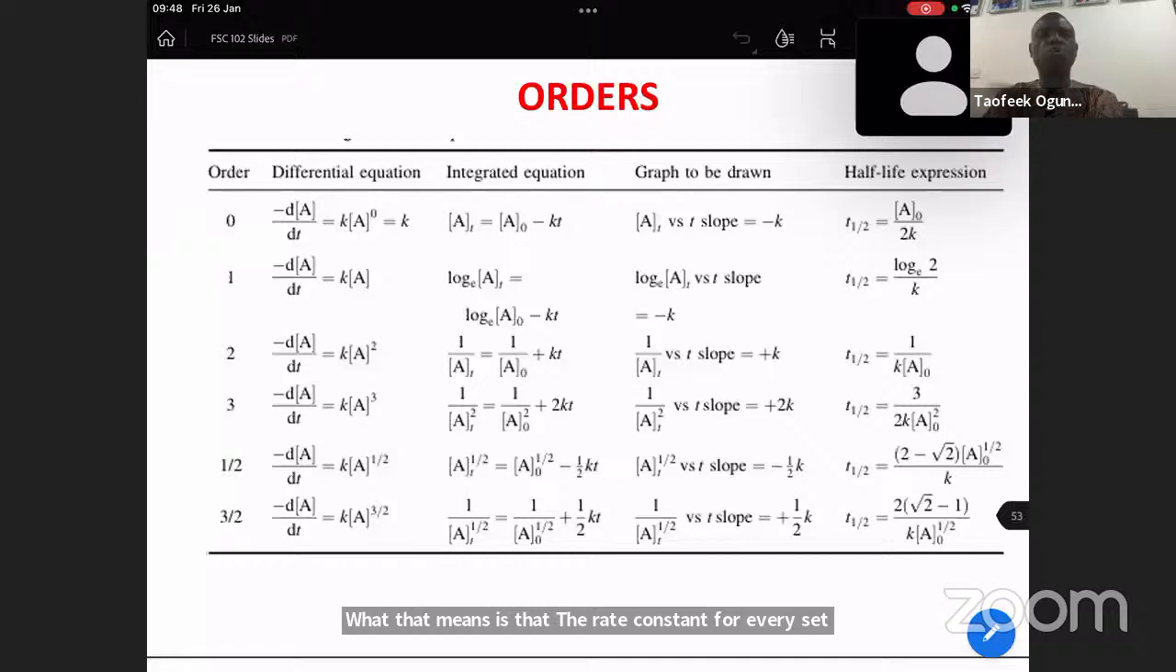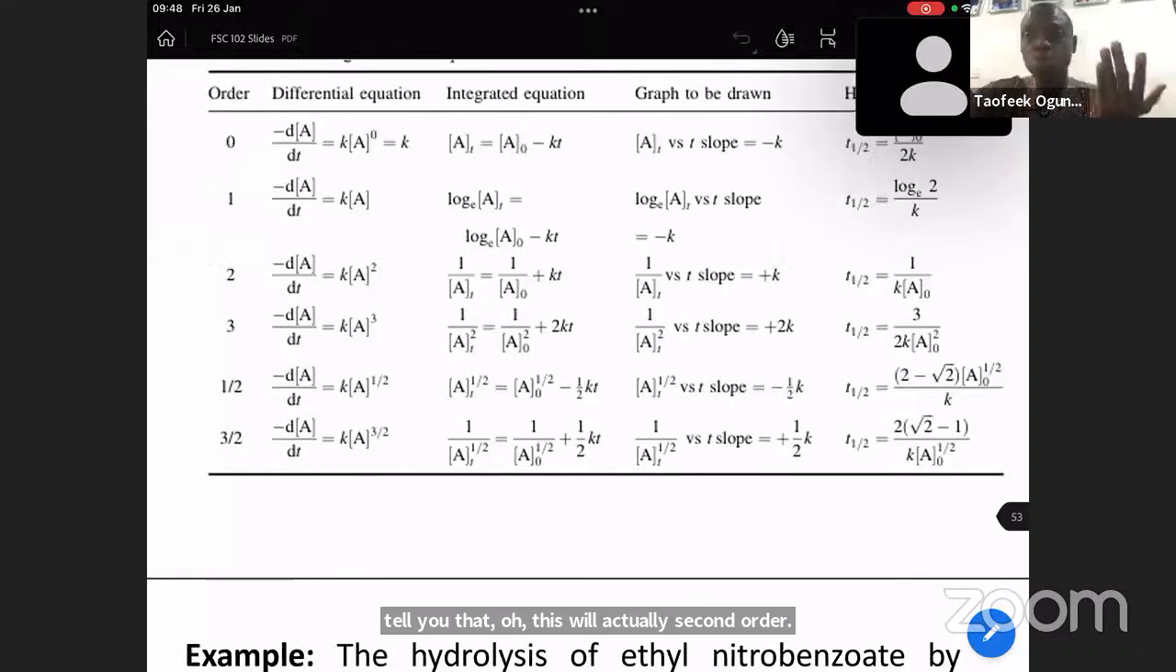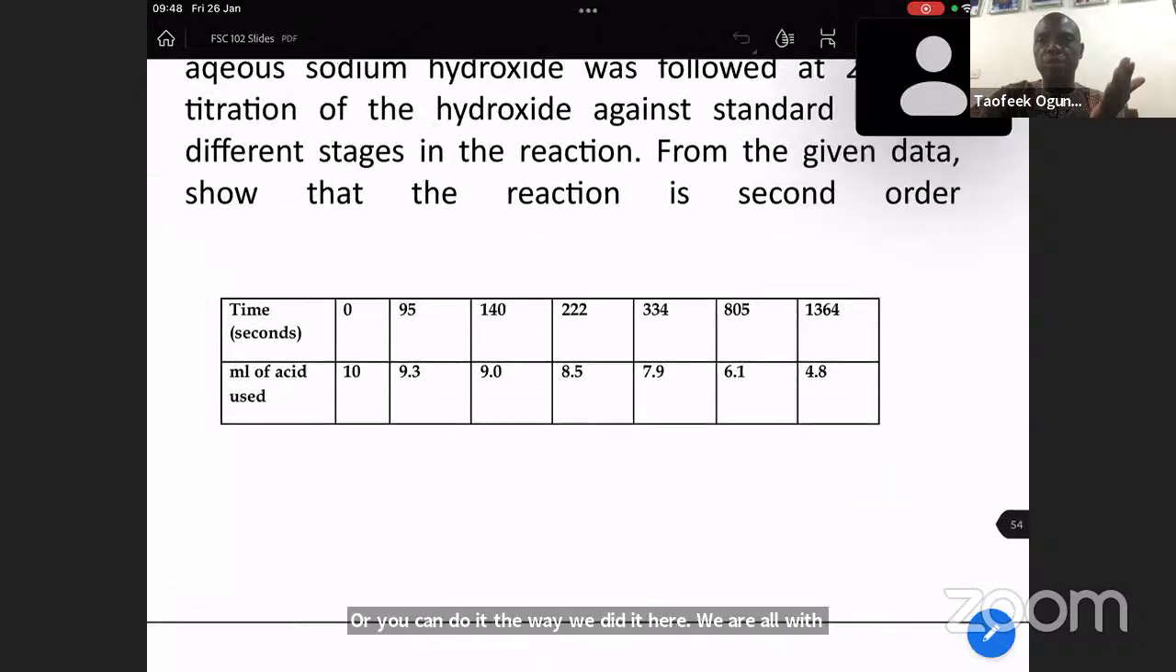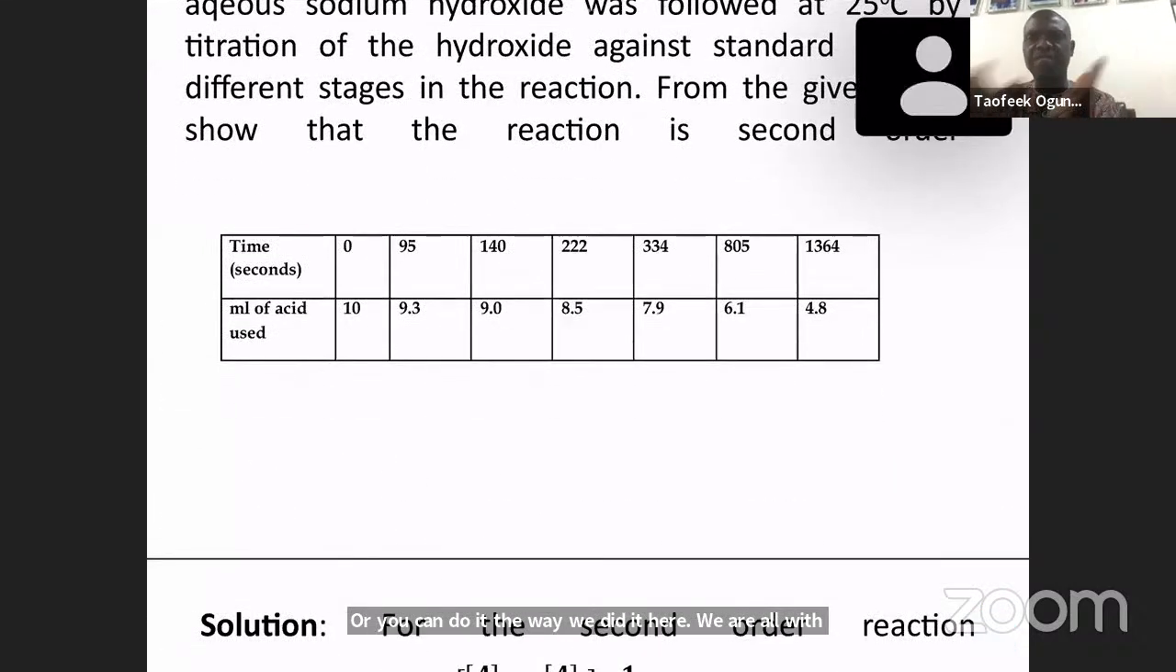So you can do this through two methods. You can plot a graph where you get a straight line, and that will tell you that this reaction is second order. Or you can do it the way we did it here, where we used every point on this data, from 0 to 95, from 0 to 140, from 0 to 222, from 0 to 334, to calculate the rate constant. Your rate constant for every set of data must be approximately the same, because it's the same thing as getting a straight line with the slope equal to k.